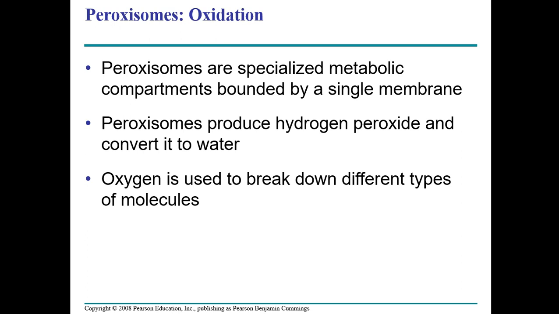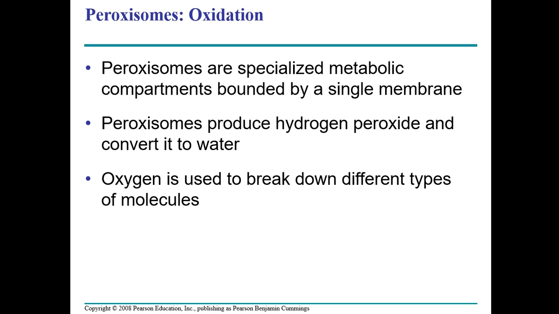Okay, so compartments din siya. Okay, pero single membrane compared to chloroplast and mitochondria. They produce what? Hydrogen peroxide and convert it to water. Okay? So, kumbaga, water source yung peroxisome. Oxygen is used to break down different types of molecules.